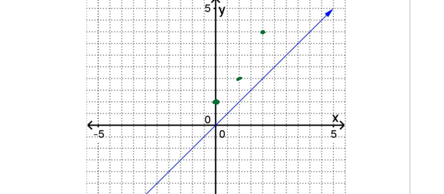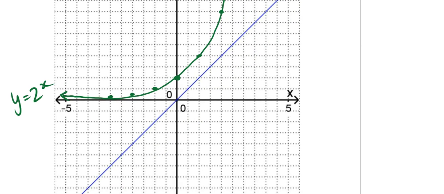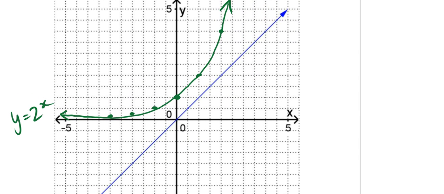And then 2 to the negative 1 is a half. 2 to the negative 2 is a quarter, and an eighth. I'm going to add a few points, but we know that those get small really, really quickly. And that's what an exponential graph looks like, this is y equals 2 to the x. So the inverse graph of that is reflected in that line y equals x, which is given to us there, that blue line.